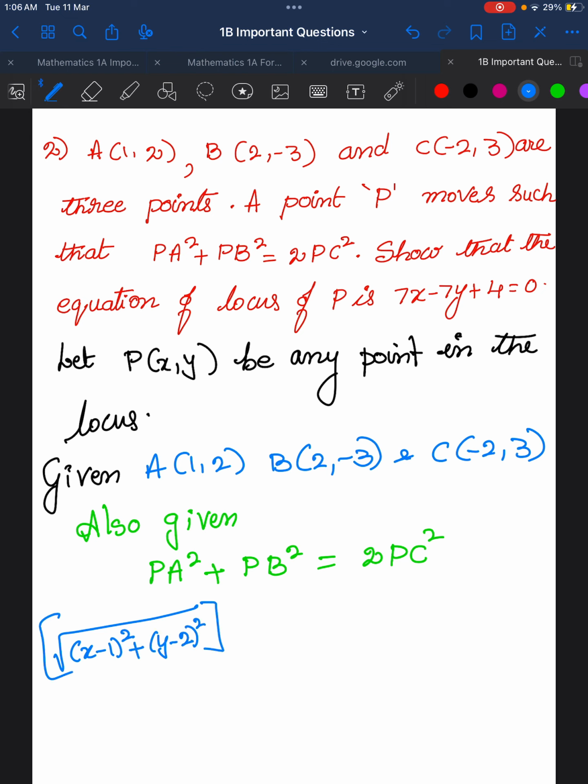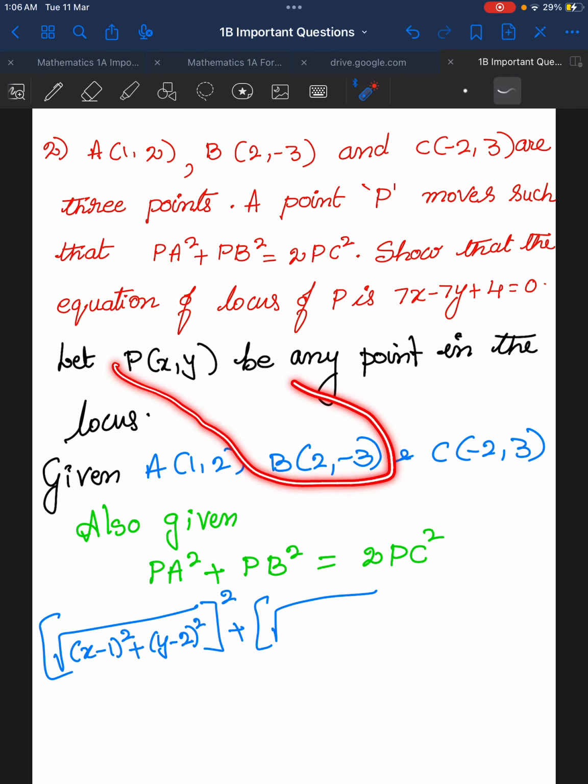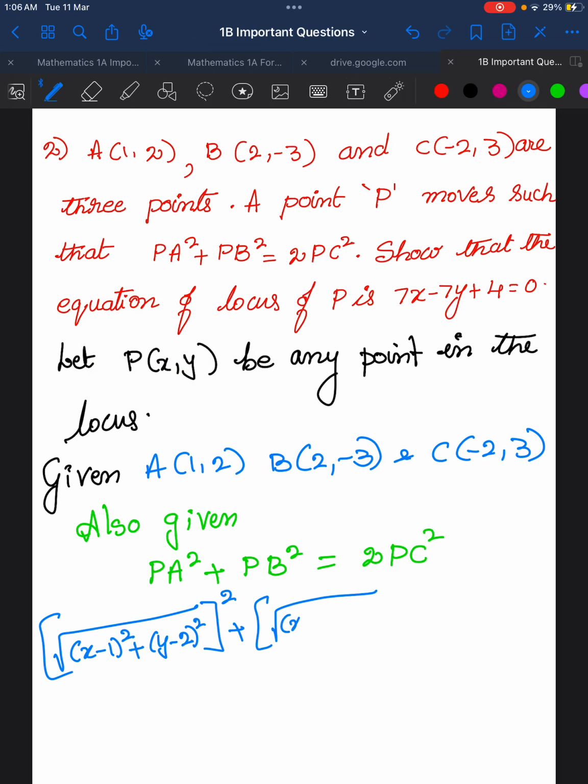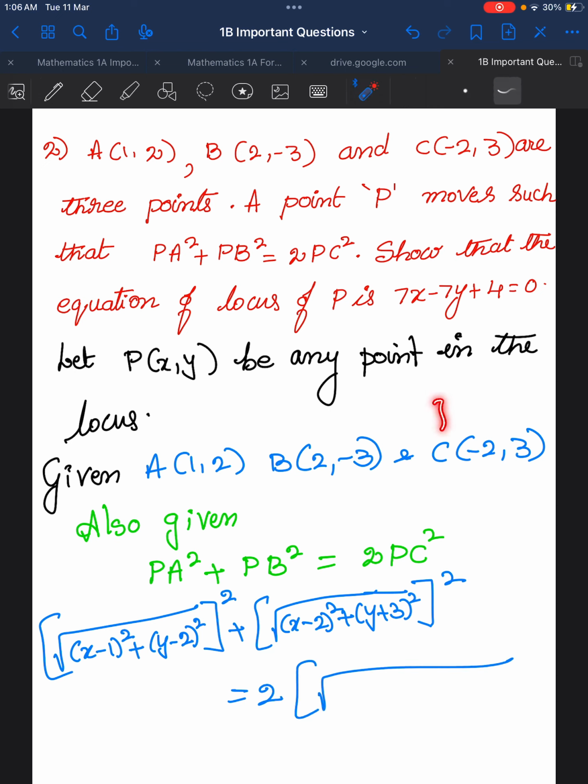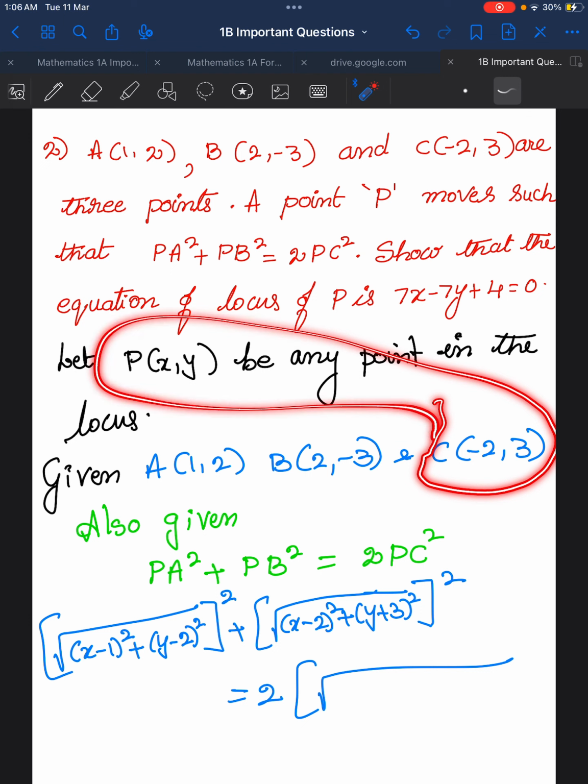Here they gave us PA square, so I am doing squaring here. PB also: what are the P and B points? These are the points we have to consider: (x minus 2) whole square plus (y plus 3) whole square. PA square plus PB square is equal to 2 times PC. Again see the values, this is P and C.